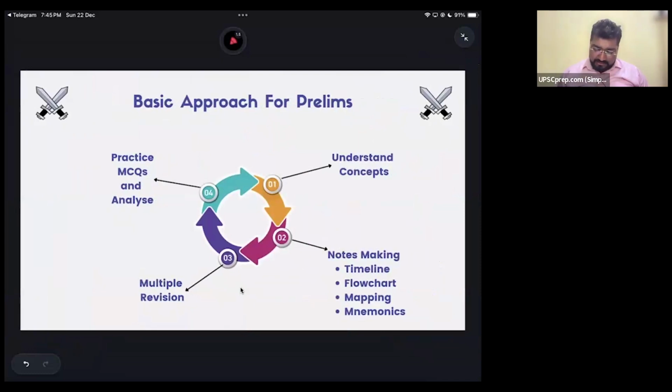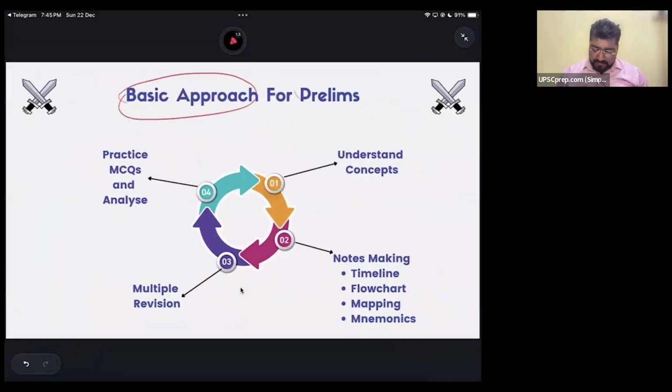Now let's come towards the basic approach for the prelims.